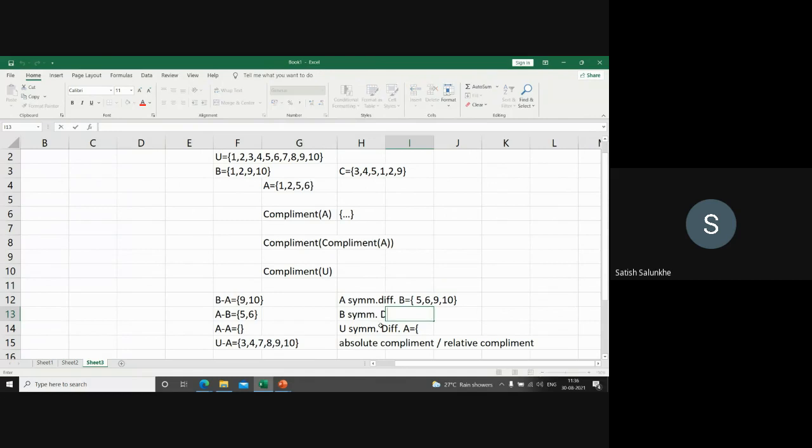So similarly, now go ahead with B symmetric difference C. Yes, Sarah, tell me. Yes, sir, I'm doing that. Okay. Sir, 3, 4, 5, 10. 3, 4, 5, 10. Okay. And next, U symmetric difference A.